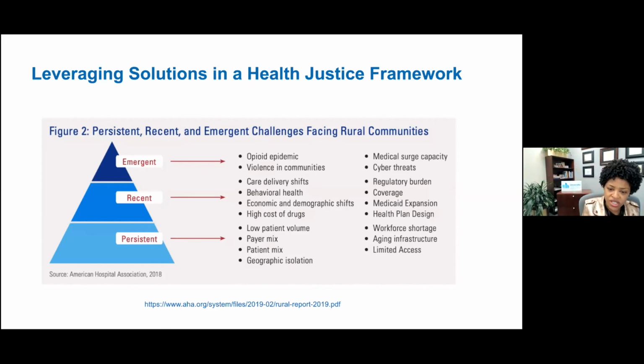So we see persistent, low patient volume, smaller community sizes. We see a payer mix that is oftentimes skewed toward the Medicaid and Medicare population. Think about reimbursements. So there is a place for a policy conversation here. We cannot be absent those policy conversations. Think about patient mix. Think about the stats that I quoted around rural persons being slightly older, sicker, and the disproportionate burden of disease that they are faced with. And again, that geographic isolation.